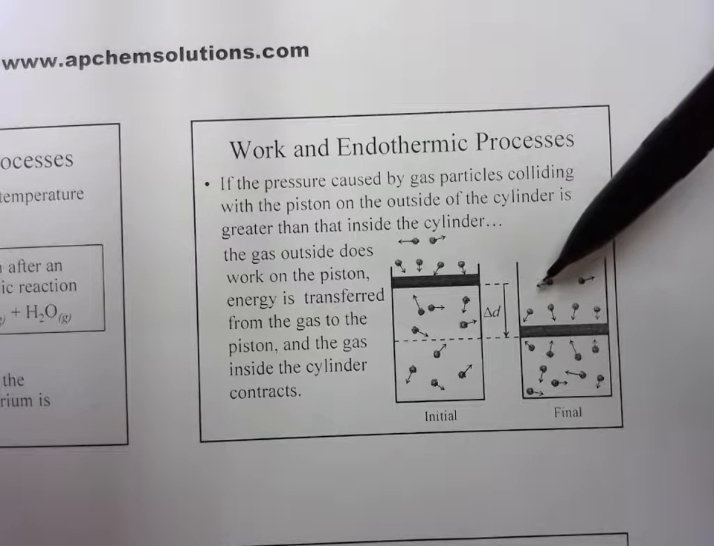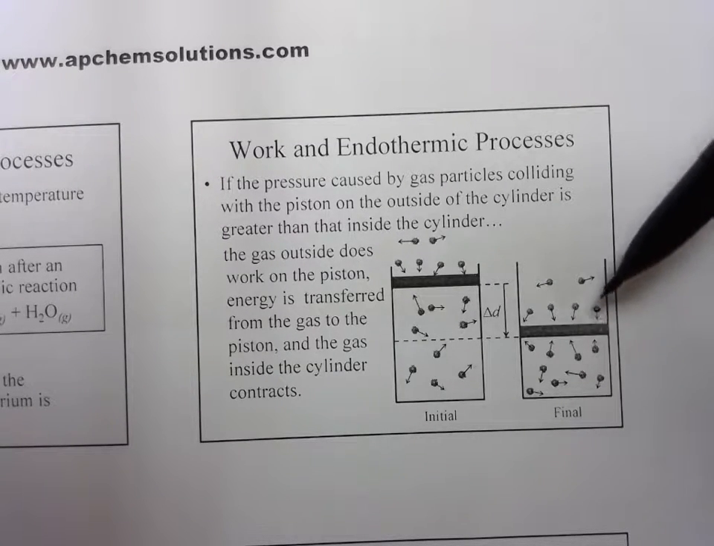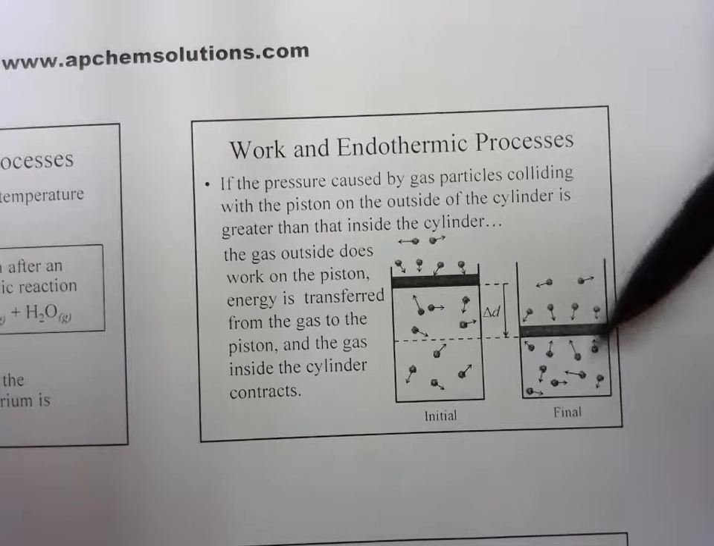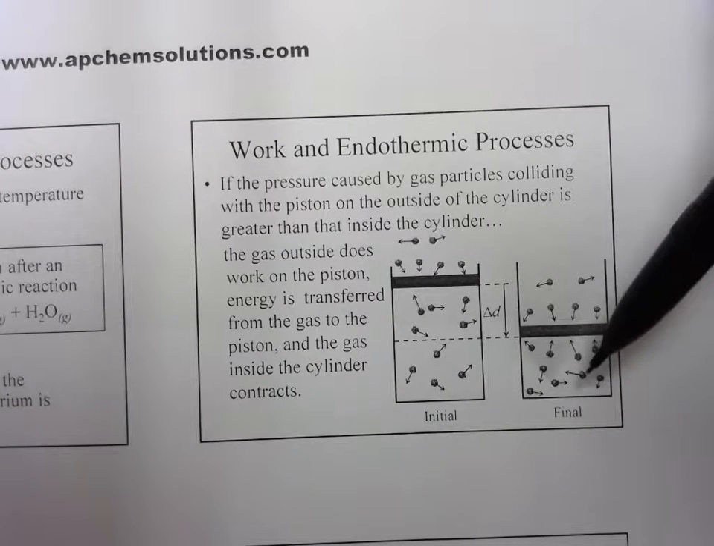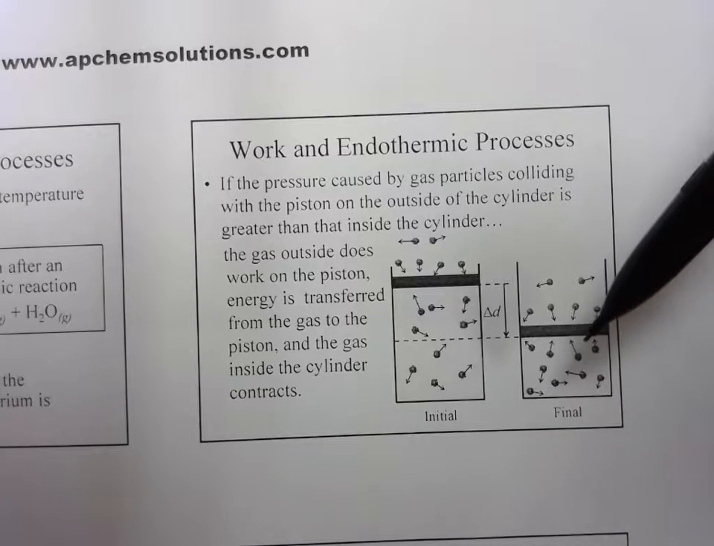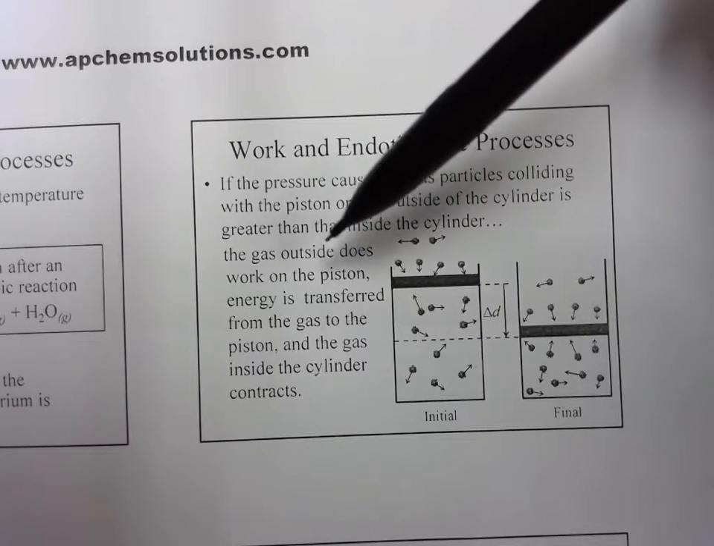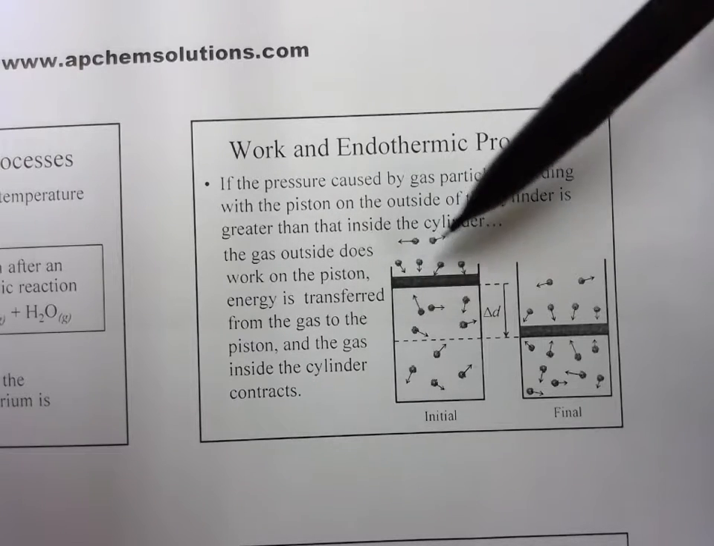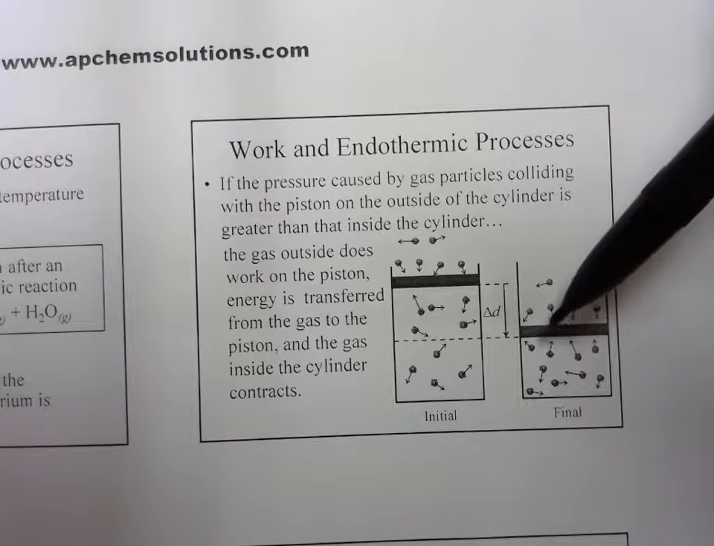If your molecules on the outside of the piston start to exert pressure on, right, this is your piston, this black box is your piston, if they start to exert pressure pushing down, then the gas particles inside are going to be compressed. Remember, only gases are compressible, but liquids and solids both are not compressible. So we say that the gas outside does work on the piston as that volume decreases, right?